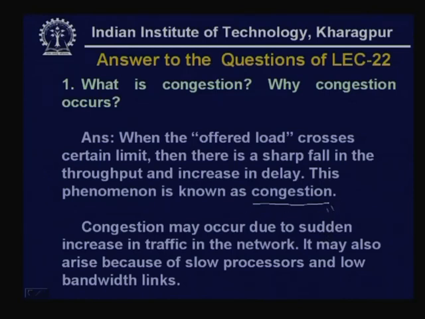And in that situation, as we know, whenever the link utilization exceeds 80%, that is used as a rule of thumb for identifying congestion. And congestion may occur due to a sudden increase in traffic in the network. It may also arise because of slow processors and slow bandwidth links, as we have already discussed in the last lecture.